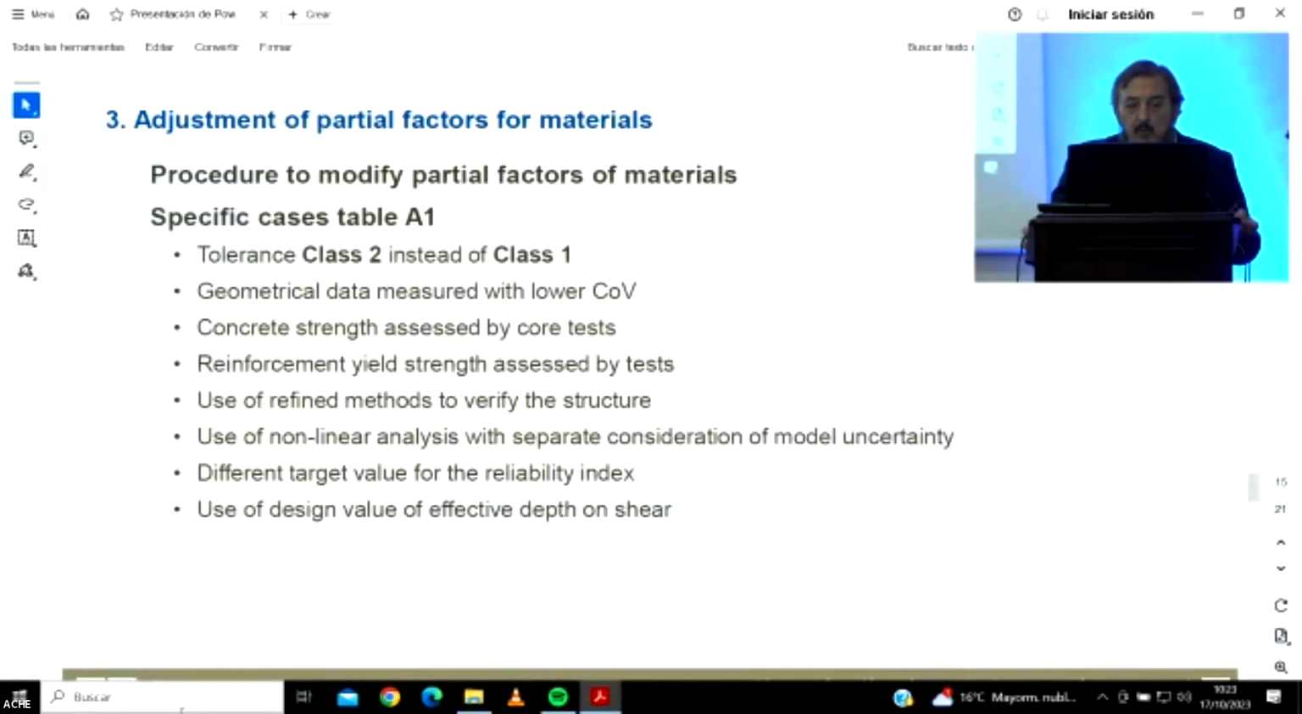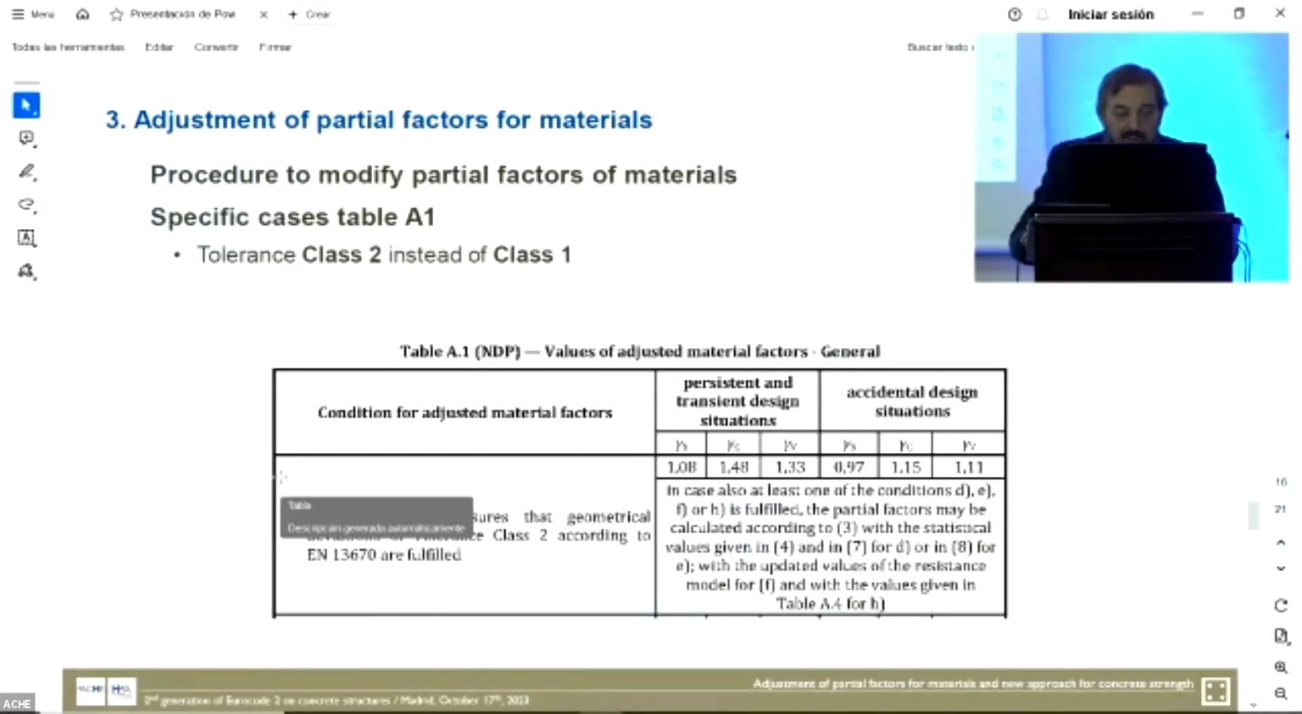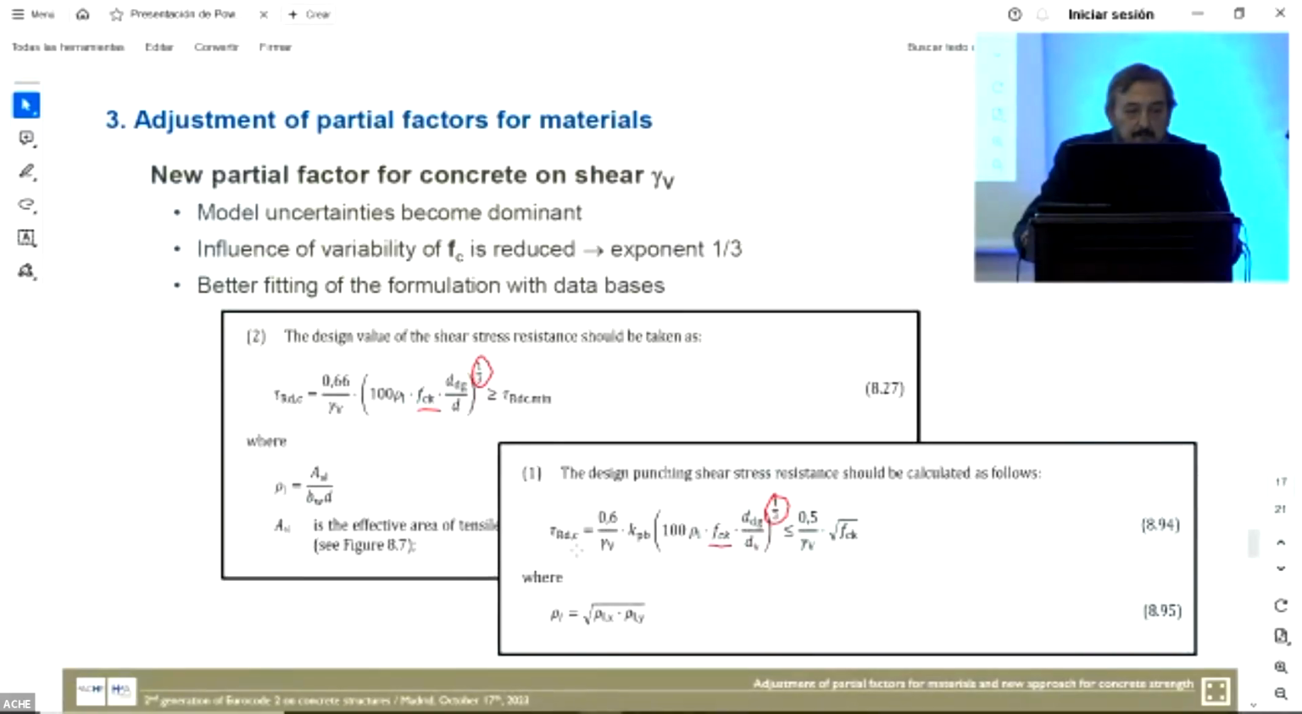For example, when tolerance class 2 is used instead of class 1, when we have measured data of geometrical dimensions, of strengths of reinforcement, of concrete, and so on. In these cases, Annex A gives the coefficient. For example, in the first example, the new coefficients would be 1.48 and 1.08. There is a table with all these cases and the resulting values.